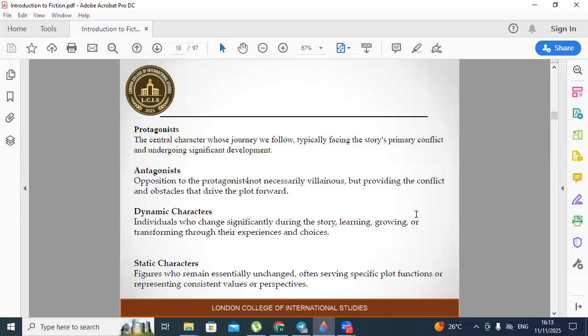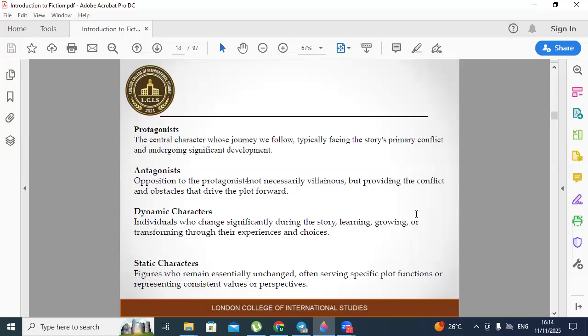Antagonists: opposition to protagonists, not necessarily villainous, but providing the conflict and obstacles that drive the plot forward. Antagonists can be other characters, social forces, nature, or even aspects of the protagonist's own psychology. In Moby Dick, the whale is the antagonist. In 1984, the Party is the antagonist. In The Strange Case of Dr. Jekyll and Mr. Hyde, the protagonist's dark side is the antagonist.